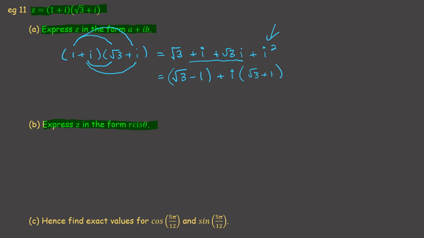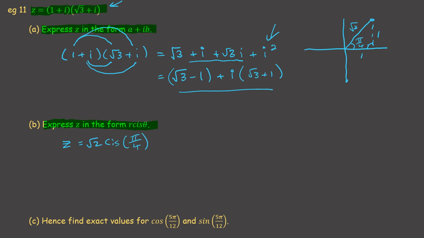Express z in the form r cis θ. Now, it's best not to go from here, but to go back to the beginning. If we think about 1 + i, that is here, such that this is 1, this is 1. Pythagoras tells us that's √2, and since we have an isosceles right-angled triangle here, this would be π/4. So 1 + i is √2 cis π/4.